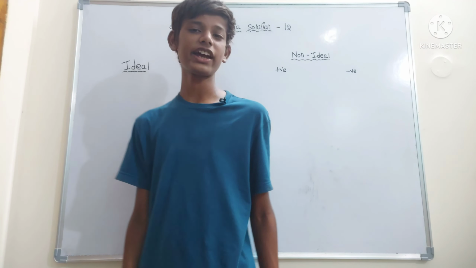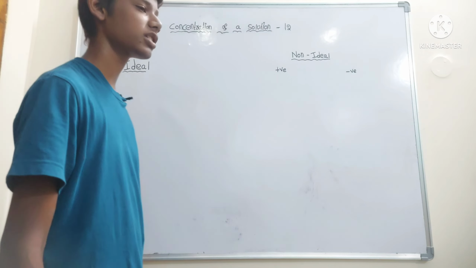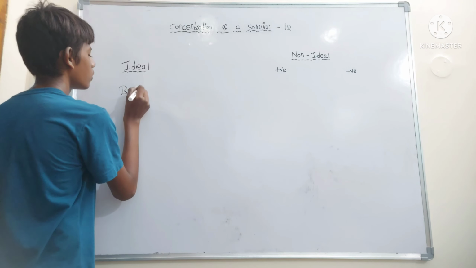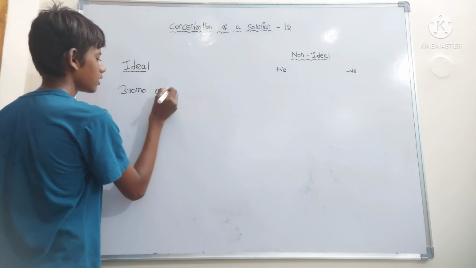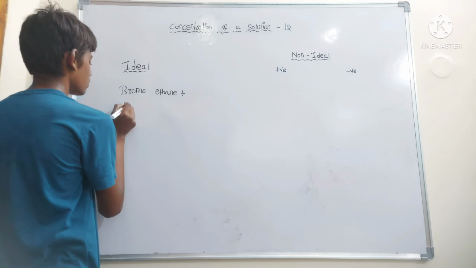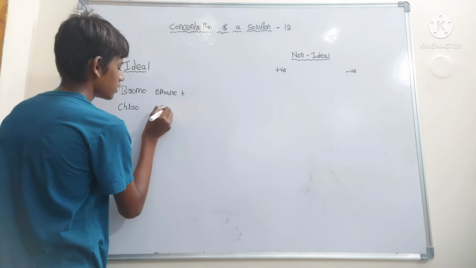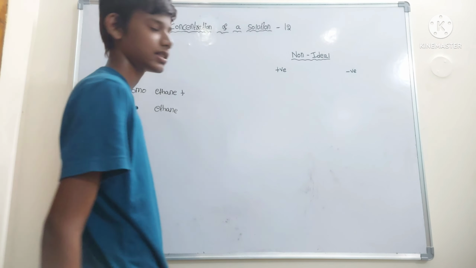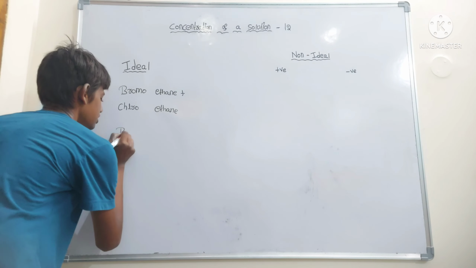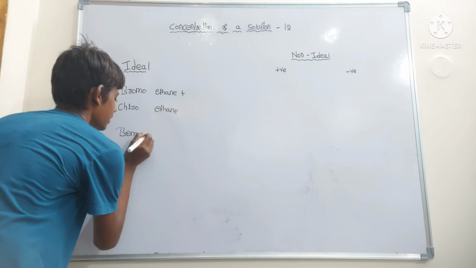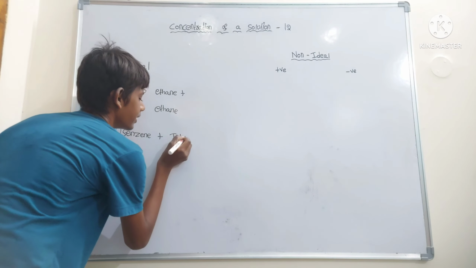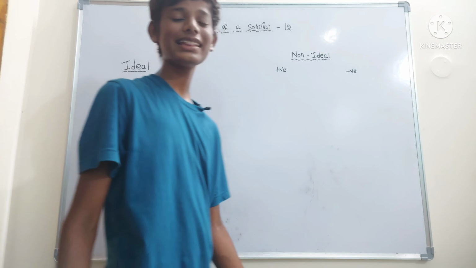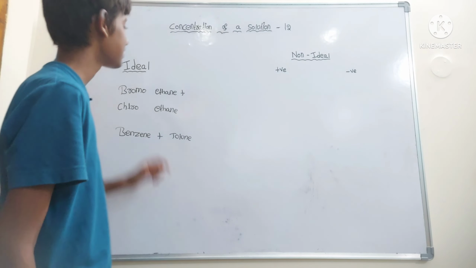Now let us learn the examples of ideal and non-ideal solutions. An example of an ideal solution is bromoethane plus chloroethane. Same type of molecules, and they also belong to the same family. Next example is benzene plus toluene. Similarly, methyl chloride, ethyl chloride, and ethane, propane. These are the examples of ideal solutions.